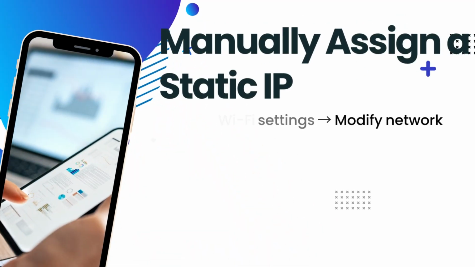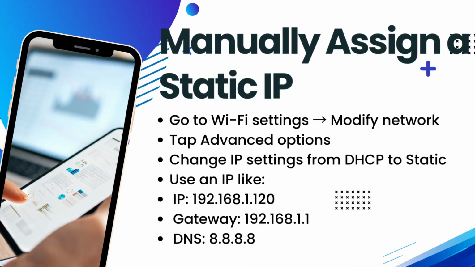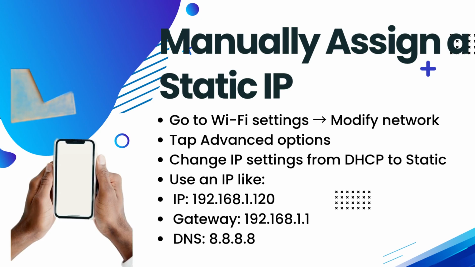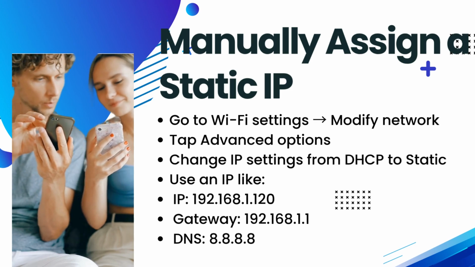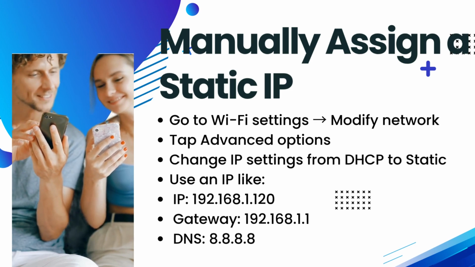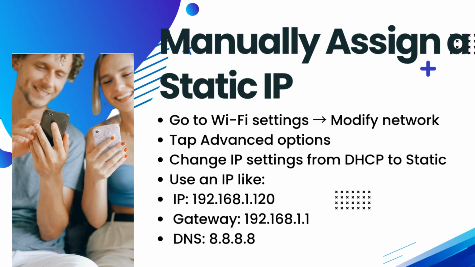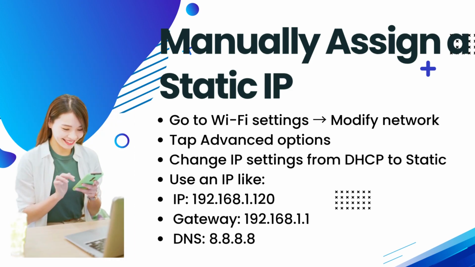Manually assign a static IP. If automatic IP assignment, DHCP, is causing issues, use a static IP. Go to Wi-Fi settings, modify network. Tap advanced options. Change IP settings from DHCP to static. Use an IP like 192.168.1.120, gateway 192.168.1.1, DNS 8.8.8.8. Choose an IP not in use by other devices.